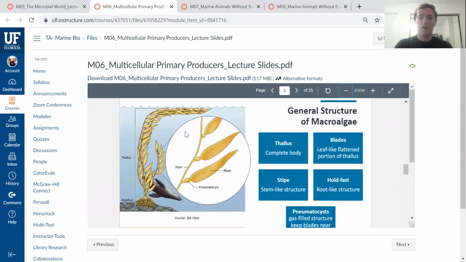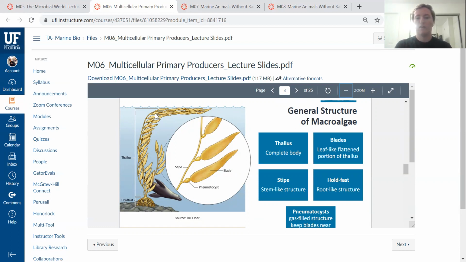So we'll go. I use this chart in my guest lecture as well, and I feel like it's an important one to know. So the thallus is the main branch of the giant kelp or a macroalgae. You have these pneumatocysts, which are gas-filled bladders. So these are filled with a bunch of different gases, and they help keep the blades afloat and kind of keep them rigid a little bit. And that'll help with photosynthesis.